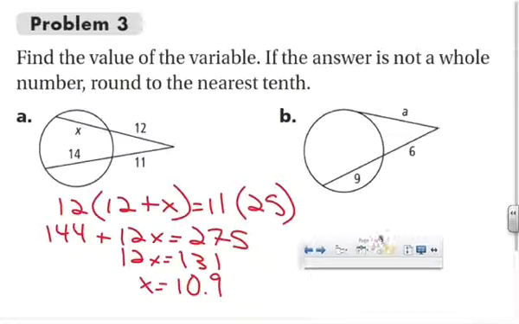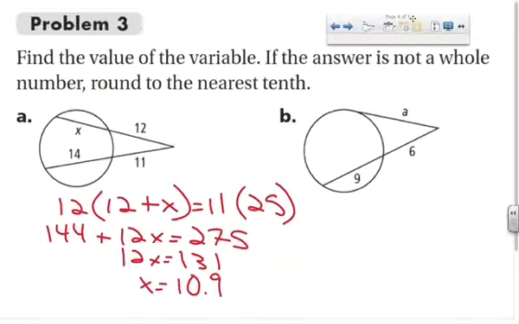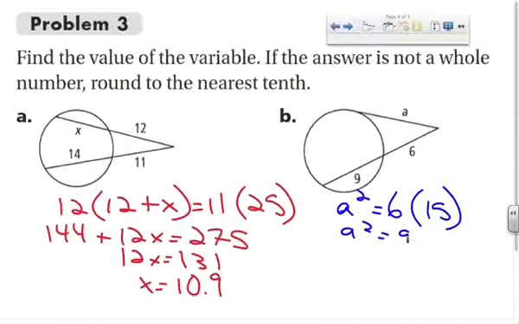In part B, what am I looking at here? Two secants, two chords, or a secant and a tangent? The secant and a tangent. The property says I start by squaring that tangent, which is A. So A squared equals external part, which is 6, times whole secant, which is 15. Okay, so in your calculator, 6 times 15 is 90. And since A squared equals 90, you take the square root of both sides to get that A is 9.5.